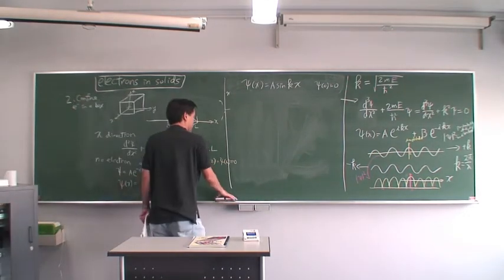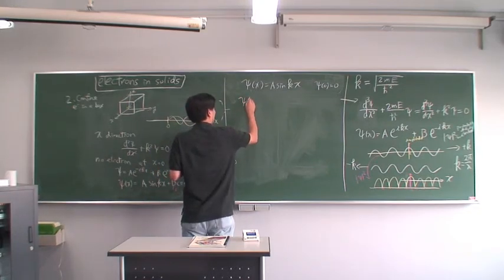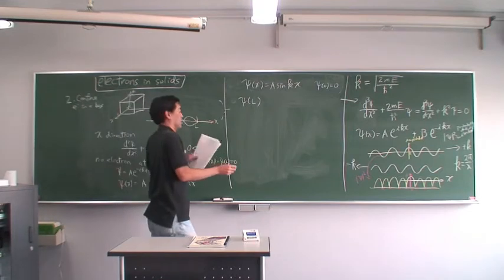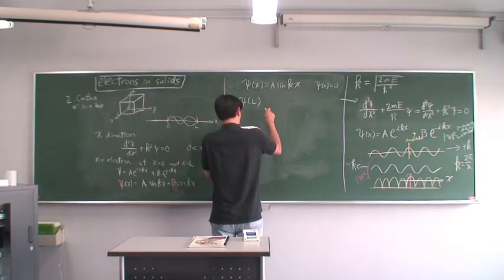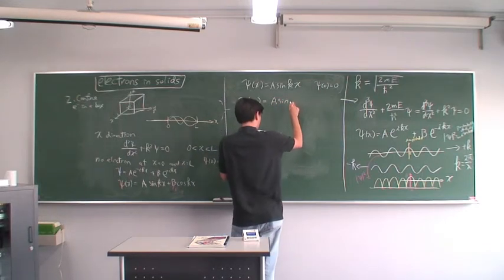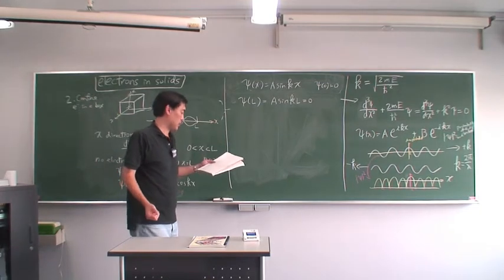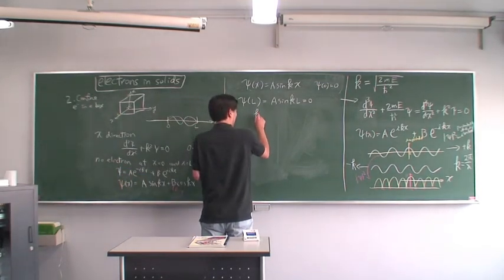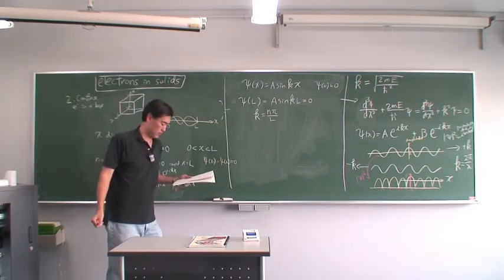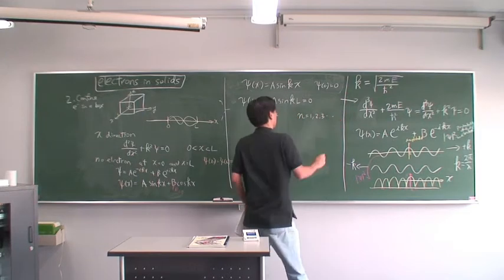Now we just have to make sure that the other boundary condition at L, the wave function is zero. So that's L is 0, L is 0, and this is given for k equals n pi over L. In this case, n is 1, 2, 3, and so on.